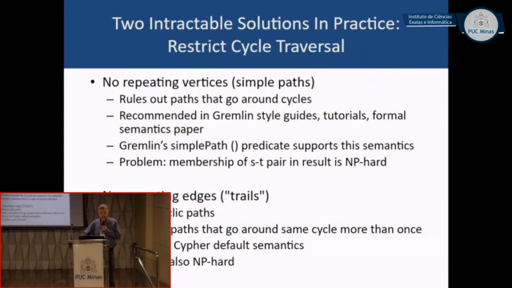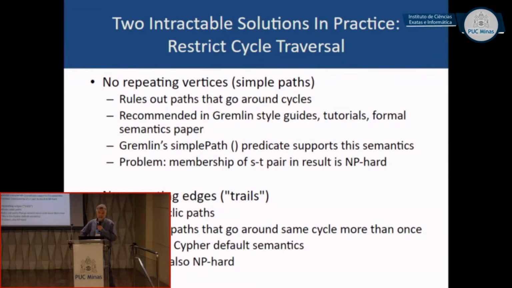The problem is that the membership of a source target pair in the result of a query is an NP-hard decision problem. And this is not the kind of NP hardness that we have lived with all along when we were matching an SQL query against the data, because that one was NP-hard in expression complexity, and the size of the SQL query was nothing compared to the database. Here, we're talking about data complexity, NP-hard in the size of the graph. So if things get bad, they get really bad.